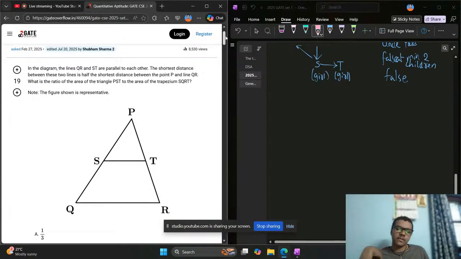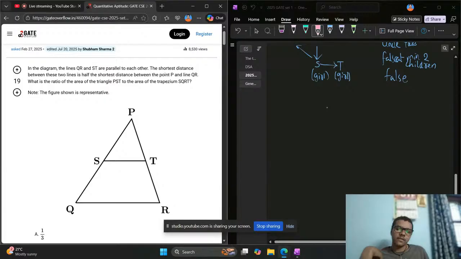Okay, this is on 9th class level math, and we are bad at that. QR and ST are parallel to each other. The shortest distance between these two lines is the shortest distance between point P and line QR. The shortest distance between these two lines is perpendicular, absolutely. Half the shortest distance P and QR. So this distance and this distance are the same. Angle PST repeats angle QRT. Sorry, we don't know the formula for area of trapezium.